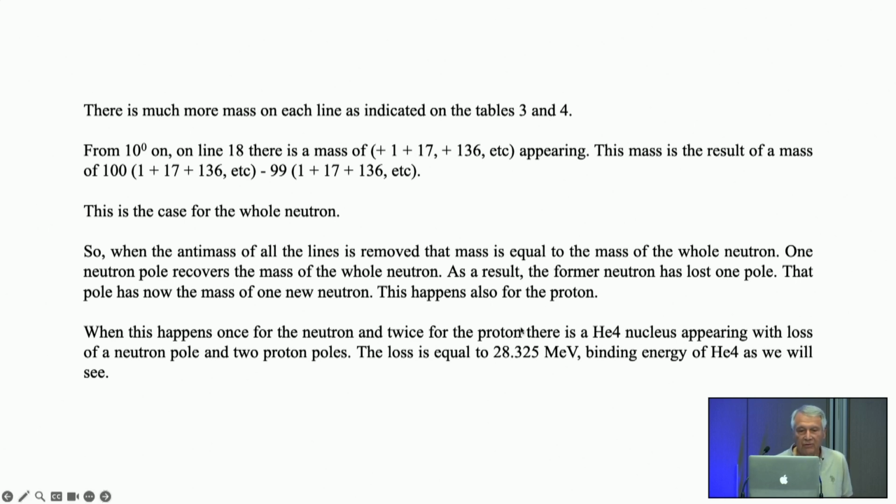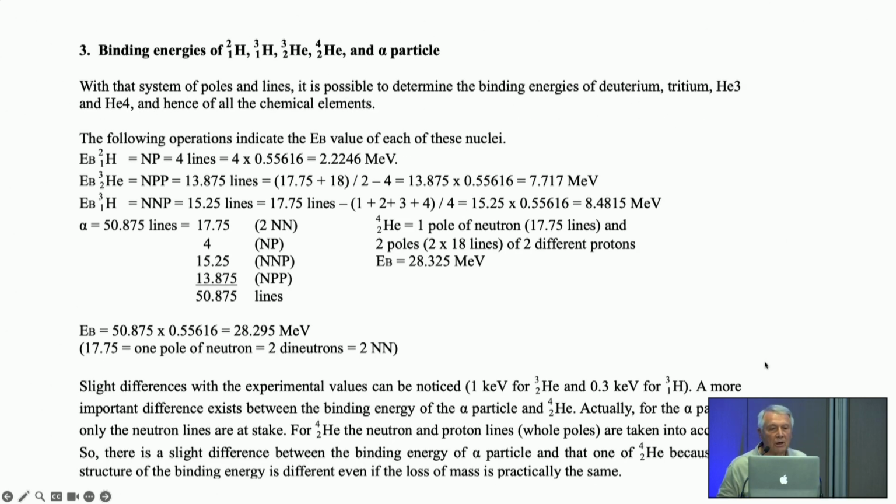And when this happens, once for the neutron and twice for the proton, there is a helium-4 nucleus appearing with loss of 1 neutron pole and 2 proton poles. The loss is equal to 28.325 MeV, which is the binding energy of helium-4, as we will see. So for the binding energy of helium-4 and others, actually for mass theory, it is only necessary to have 5 elements.